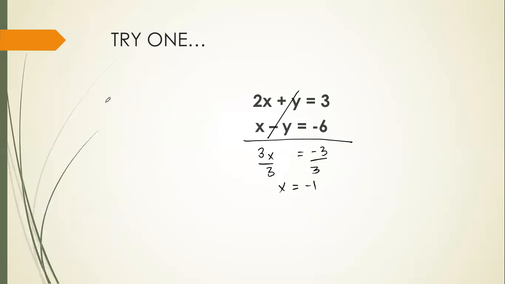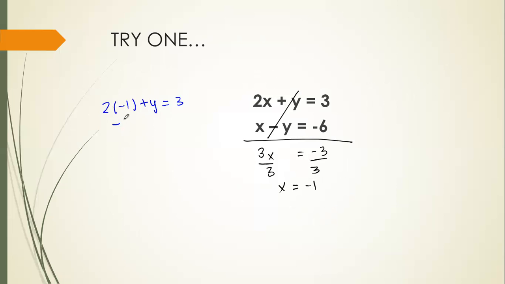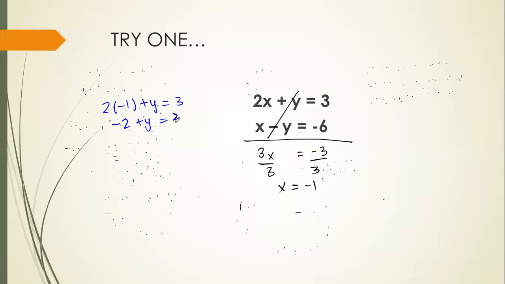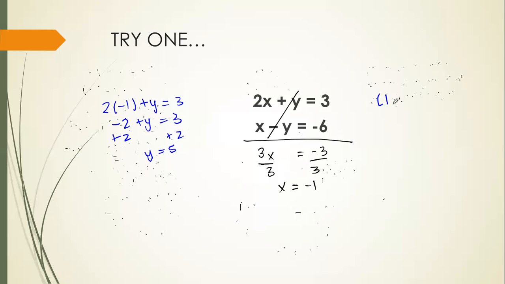So, all right, so I'm going to plug it back into the first equation. It doesn't matter which one you do again. So 2 times -1 is -2. Add 2 to both sides. Did y'all get y equals 5? Yes. Good job. So the solution is -1, 5.